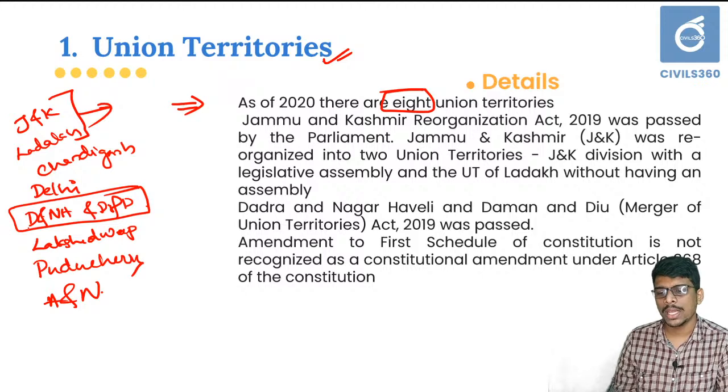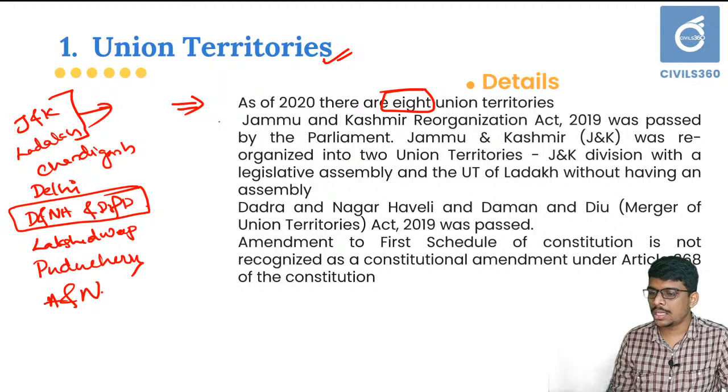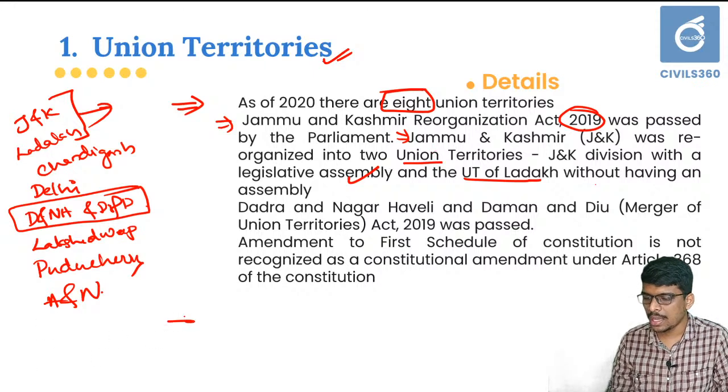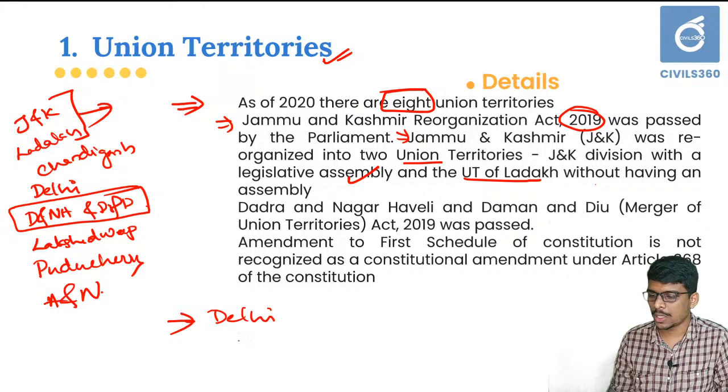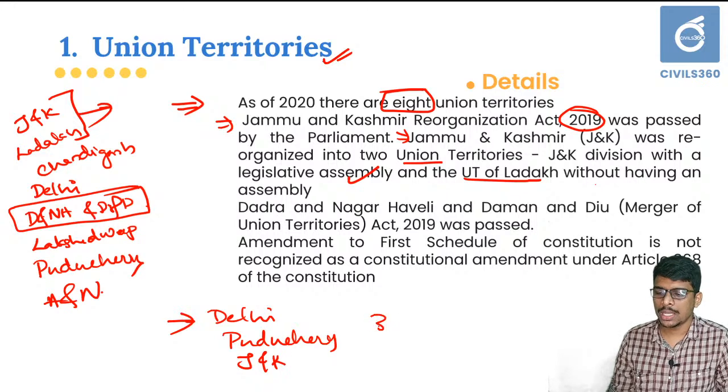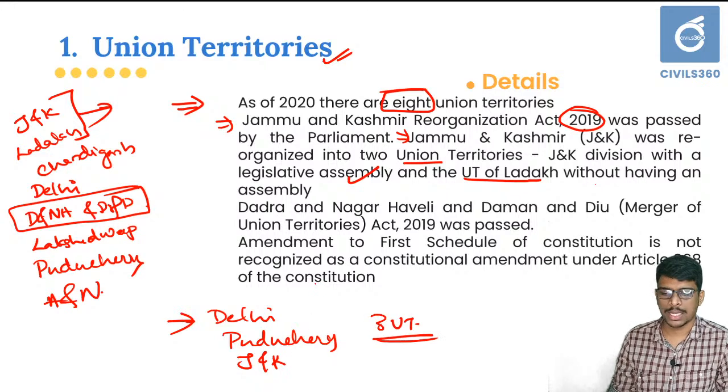Currently India has 8 union territories, and the Jammu and Kashmir Reorganization Act of 2019 was passed by Parliament. That means Jammu and Kashmir was reorganized into two union territories, J&K with a legislative assembly, and Ladakh without an assembly. The second point is regarding static. Which of the following union territories have legislative assemblies? Already there is Delhi and Puducherry, and now we have Jammu and Kashmir. That means 3 union territories in the country have a legislative assembly.